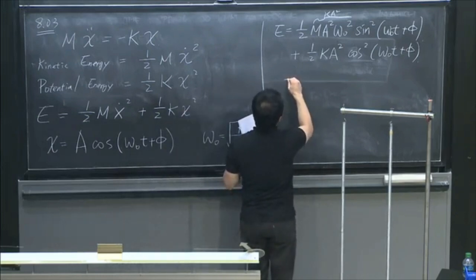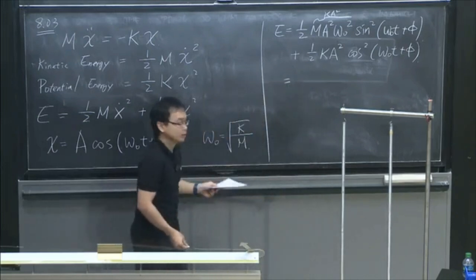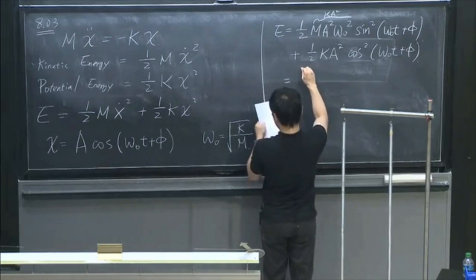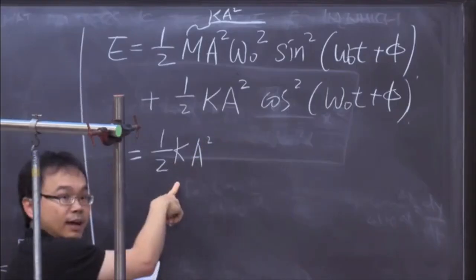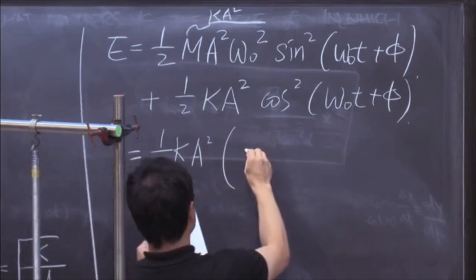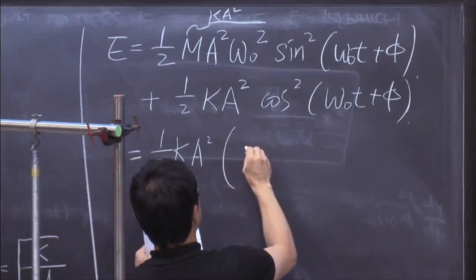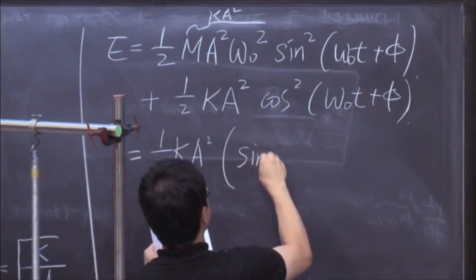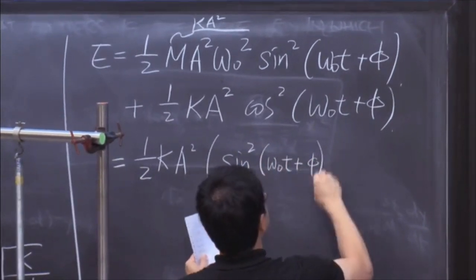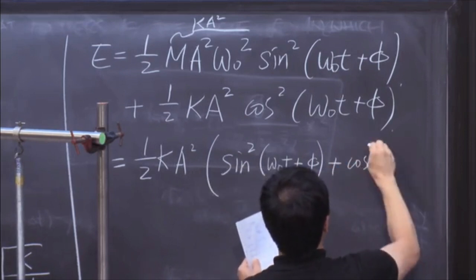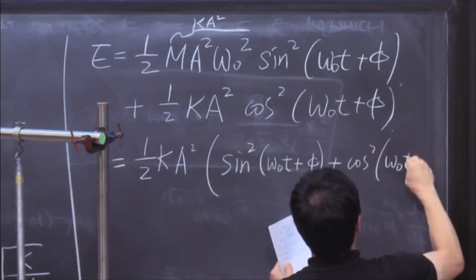So that means I can simplify the total energy. And what we are going to get is 1/2 k A squared. I can take this factor out. And that will give me, inside this bracket, sine squared omega 0 t plus phi plus cosine squared omega 0 t plus phi.